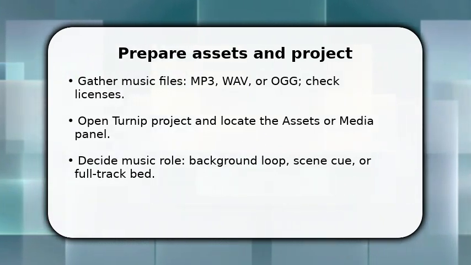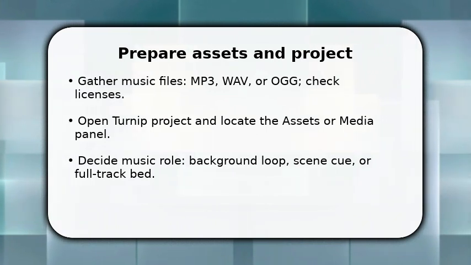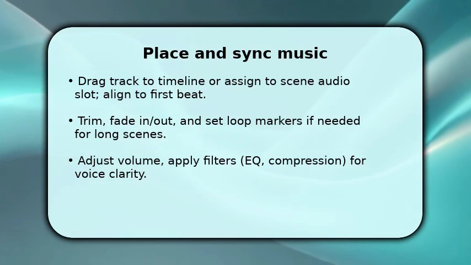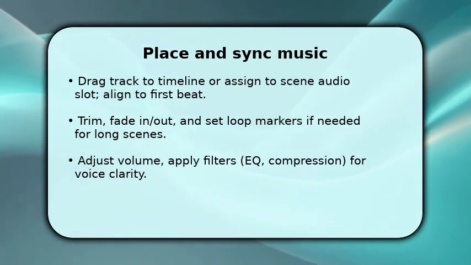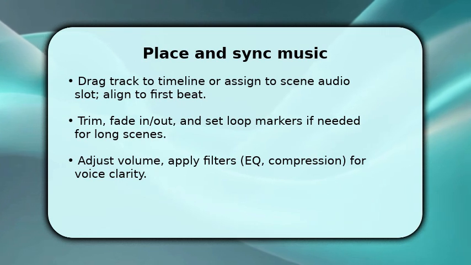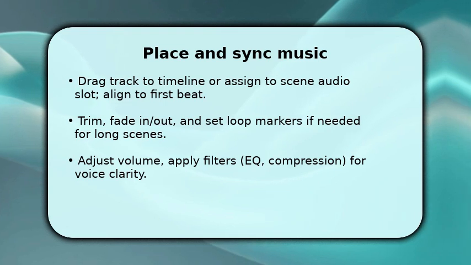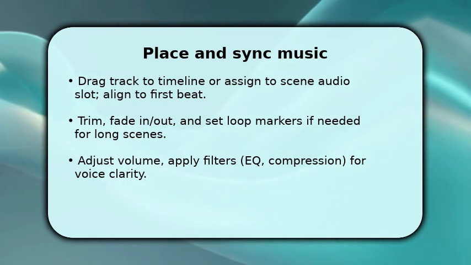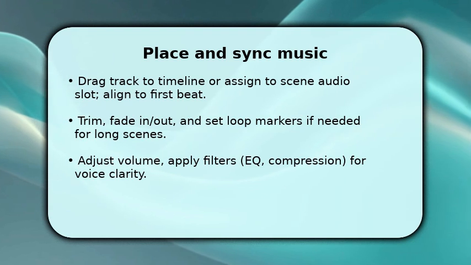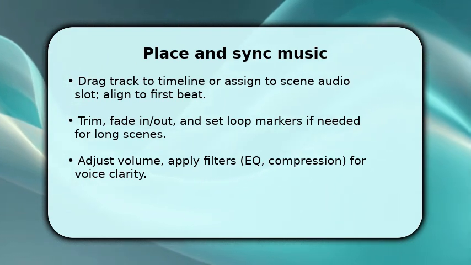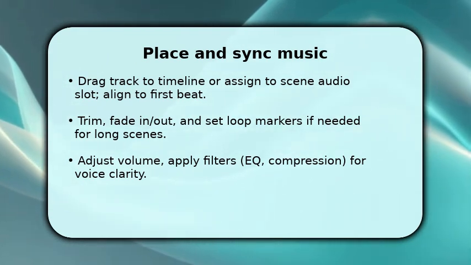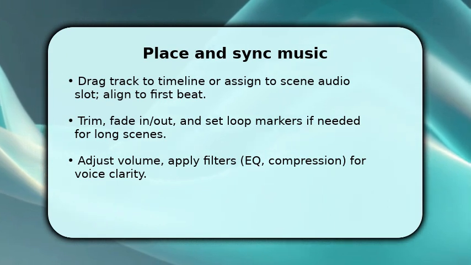Next, prepare to place the track on the timeline or scene audio. You now place the track where your scenes need ambience. Drag to the timeline or assign to a scene-level audio slot. Align the start to a clear beat or visual cue so cuts feel intentional. Once placed, trim and set fade-in/fade-out to avoid abrupt starts. If the track must repeat, set loop markers and crossfades to hide seams.